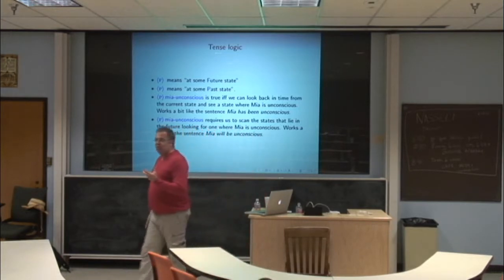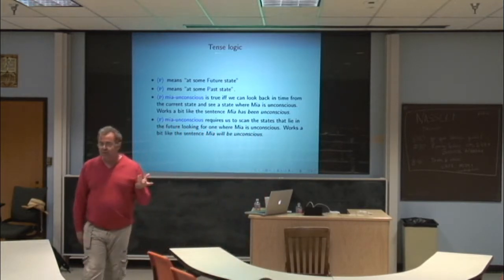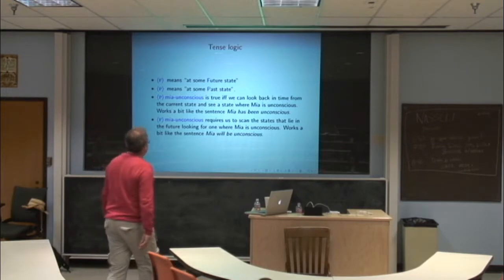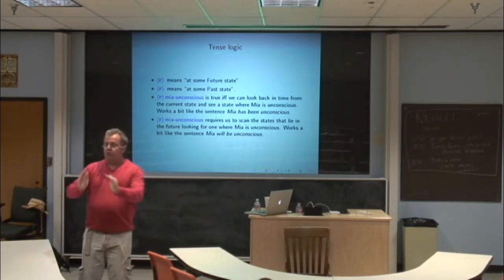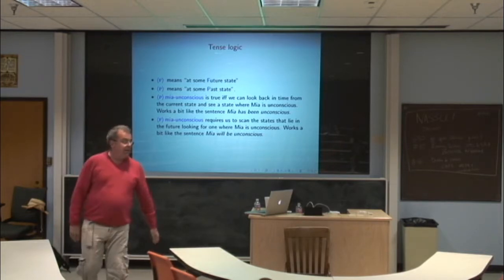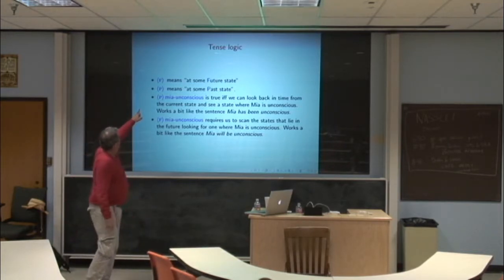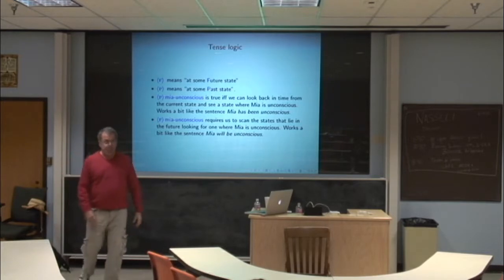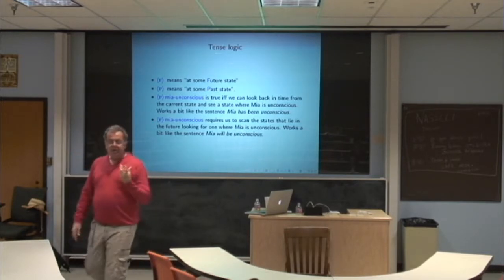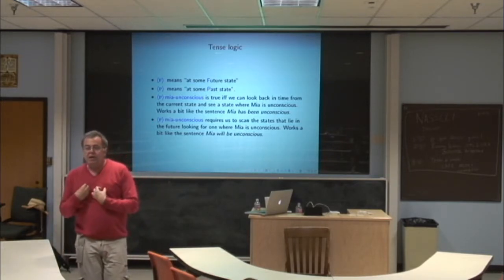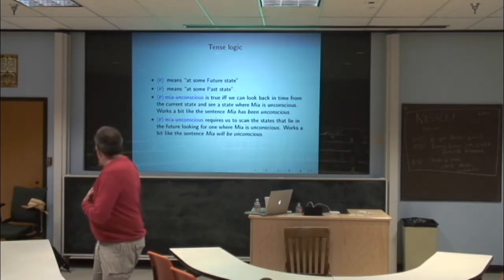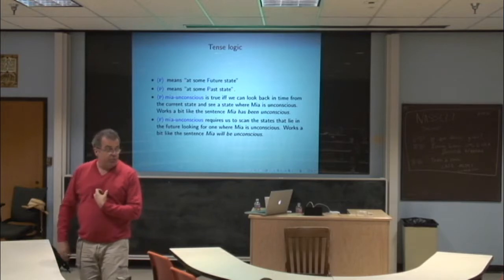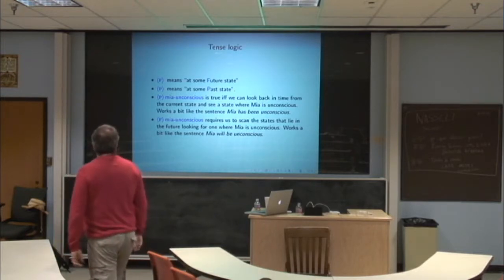This is a language due to Arthur Prior, very interesting philosophical logician. And he invented a little modal language which was based around two diamonds. For the purpose of this course, I'm going to represent them as diamond F and diamond P. And diamond F basically means at some point in the future. And diamond P means roughly at some point in the past. Okay? And Prior thought this was interesting.